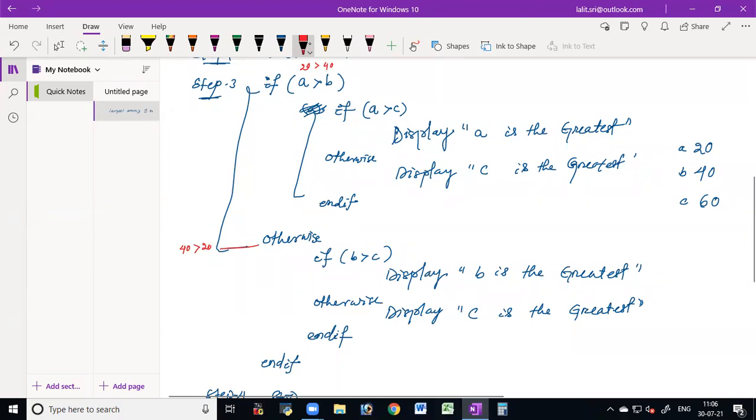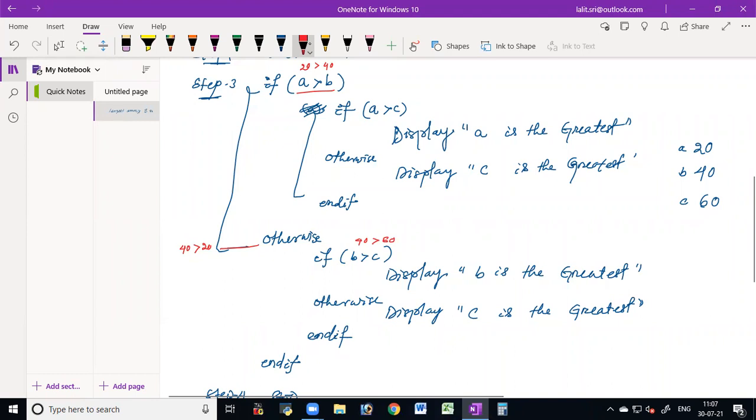It will not go inside this if body because the main condition becomes false. So it will go to this, otherwise A greater than B, otherwise what? That means B greater than A. So it will check B greater than C, 40 is greater than 60. It will be true or false? True or false?